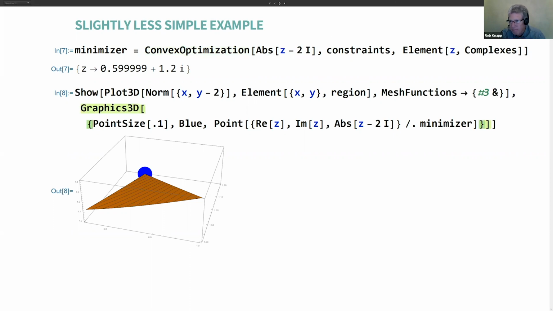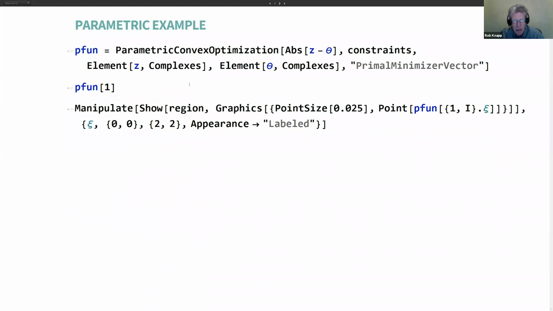And we can go a bit further. I'm going to take this very simple problem and make it into a parametric convex optimization problem, much like I did before. But now instead of having some arbitrary particular point I put in, minus 2i, I put in z minus theta, and that's going to be my parameter. So my parameter is going to be some point in the complex plane.